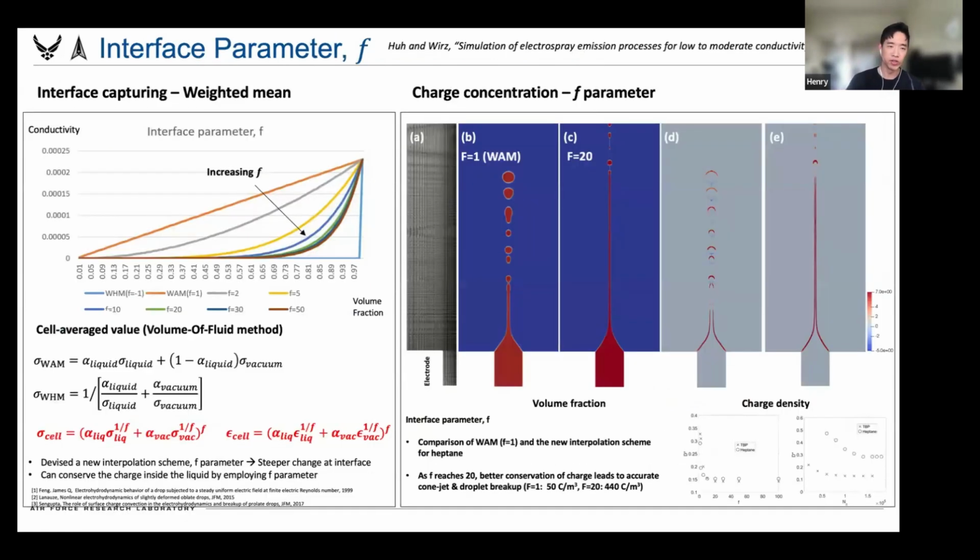So we devised a new way of capturing the interface, using an interface capturing parameter f. Compared to the weighted arithmetic averaging, when we use an f value of 20, you can see the steeper cone jet, and you can actually conserve the charge inside the meniscus and also the droplet, where you get a finer jet, a smaller droplet, and a steeper meniscus because of the higher electrostatic forces. And we validated against the experiments as well.